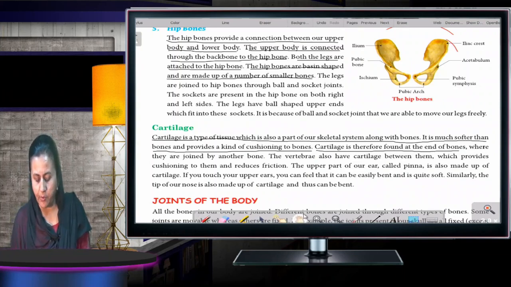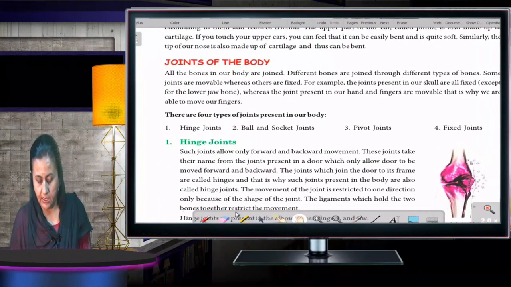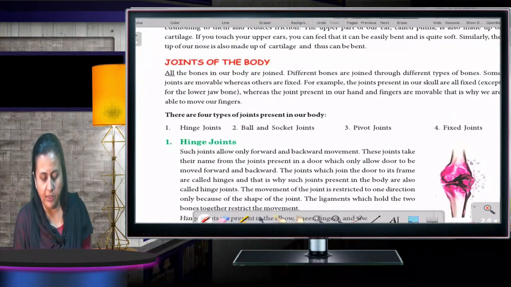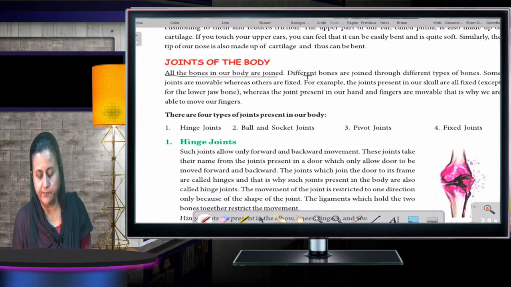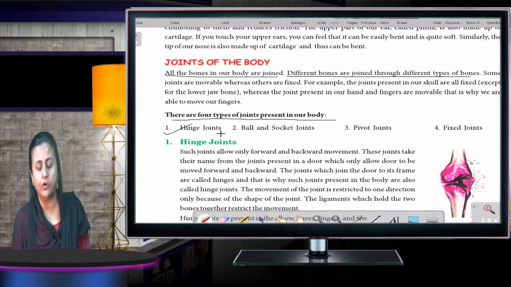Now we are going to talk about different joints of the body. All the bones in a body are joined. Different bones are joined through different types of joints. There are 4 types of joints present in a body. First is hinge joint, second is ball and socket, third is pivot joint, and fourth one is fixed joint.